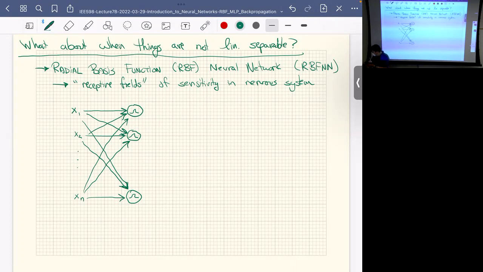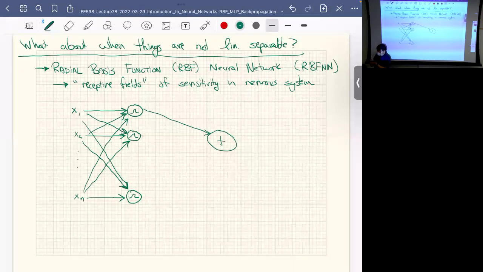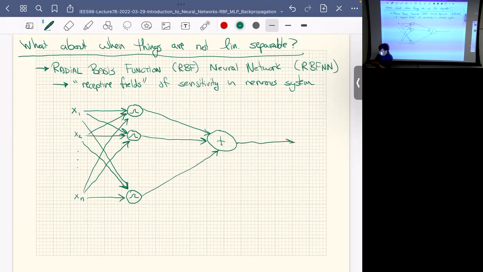And then these receptive field units get summed up in a sum junction, just like we've seen before. And then the output here could go to an activation function. I'm not going to draw the output, so you could say there may be an activation function here.